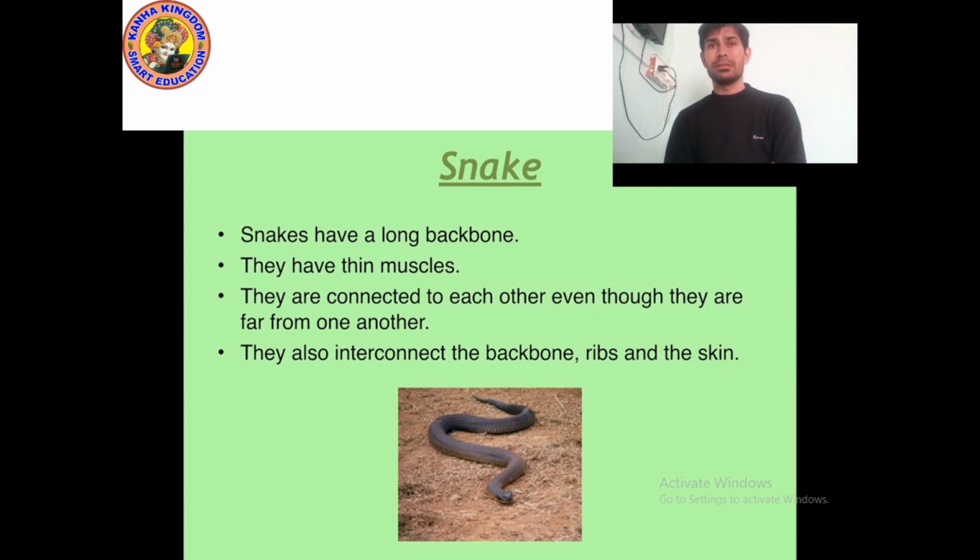So remember about the snake. Okay, snake has a long backbone, they have thin muscles, and they are connected to each other. They also interconnect the backbone, ribs and skin. A snake uses its muscles and scales which help it to move. Okay, now let's study about the locomotion in snail. Let's move on to the next point.